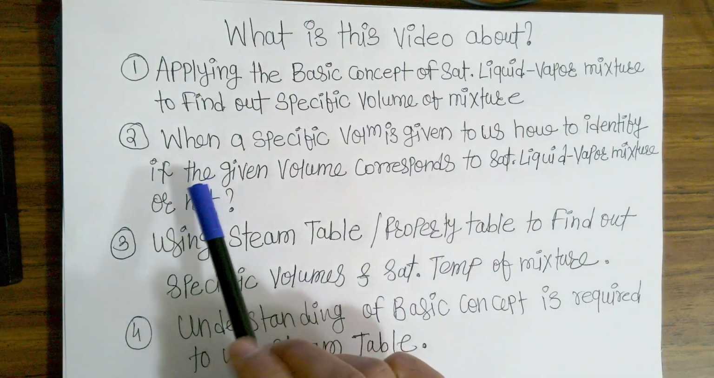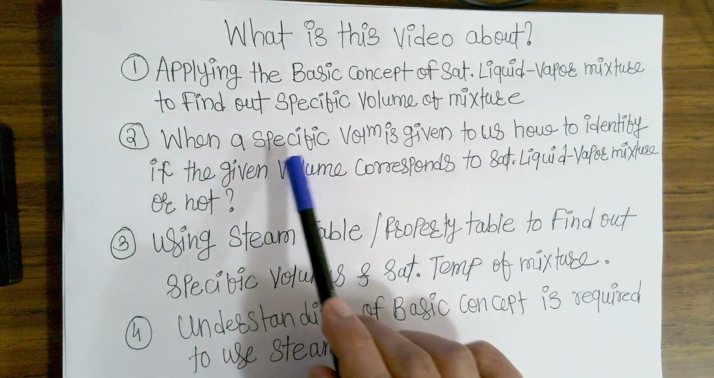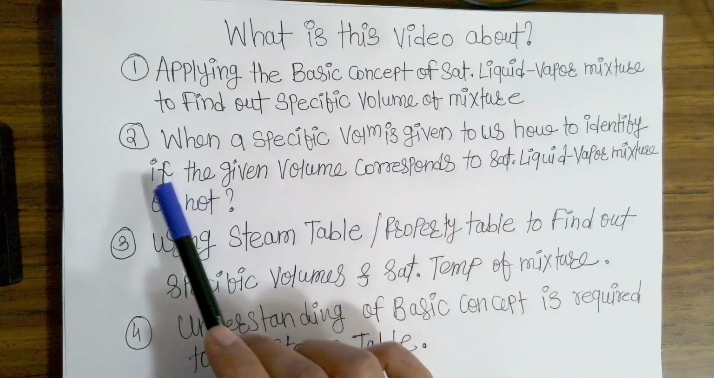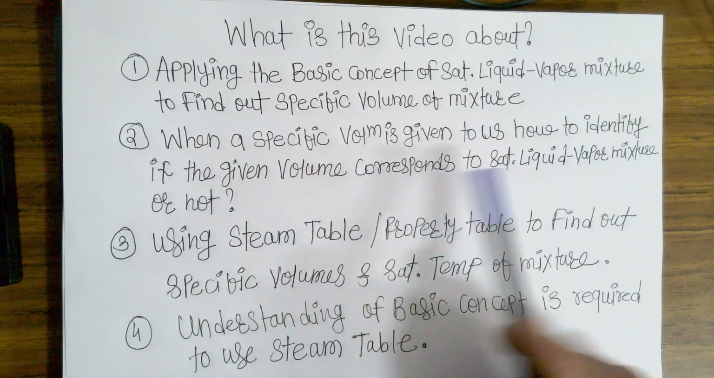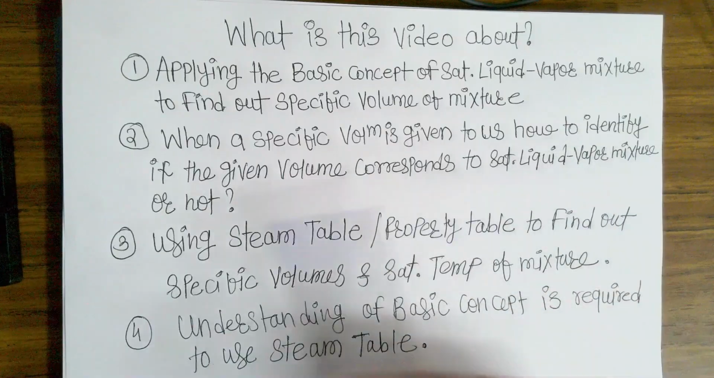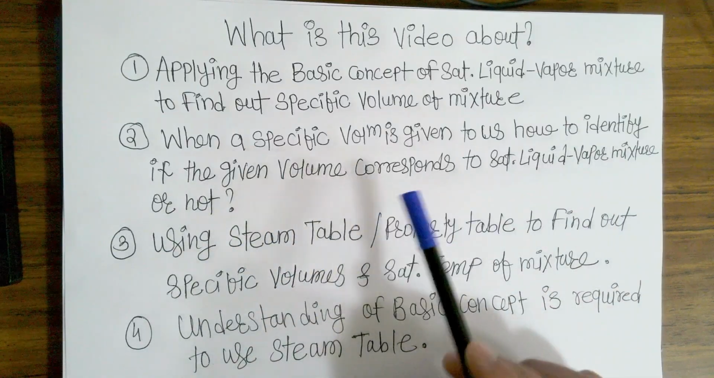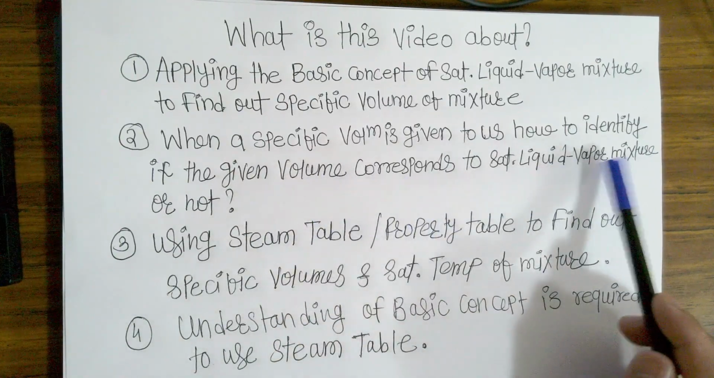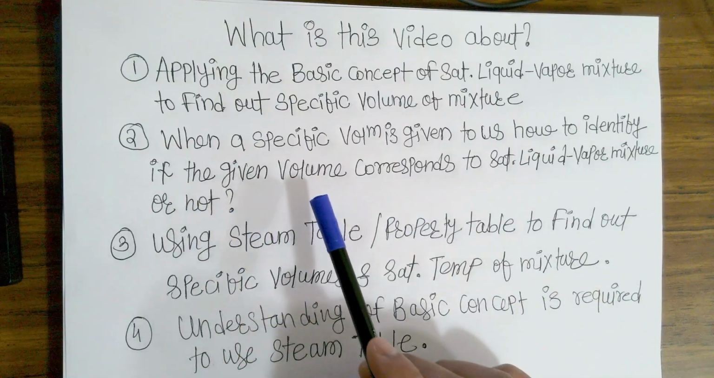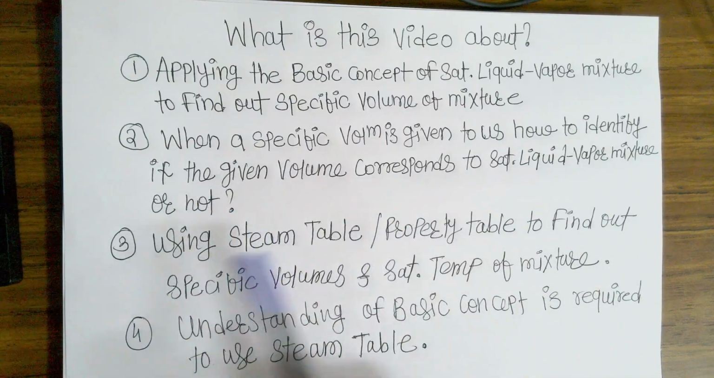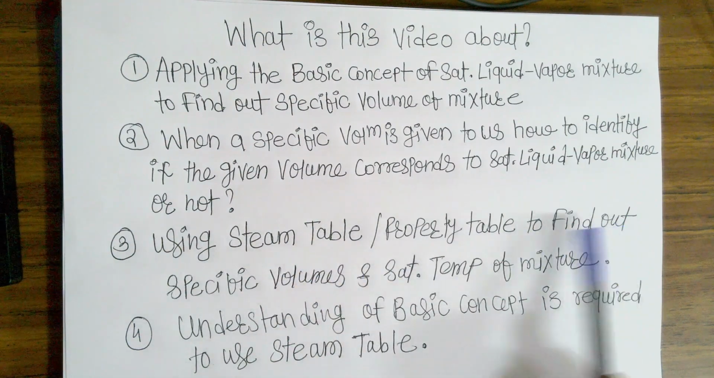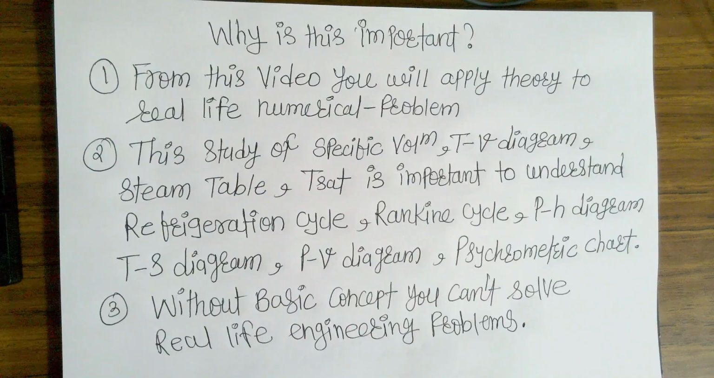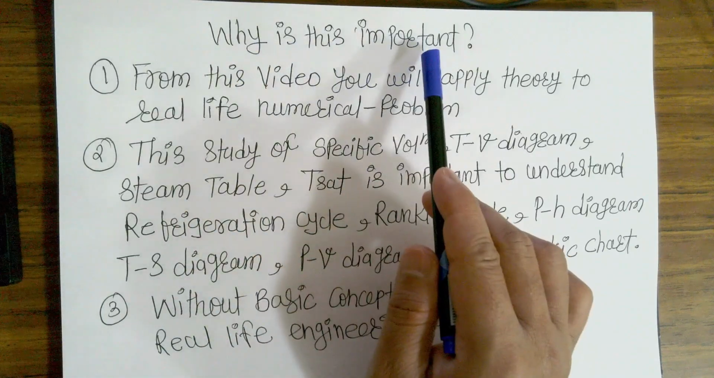So the second thing we are going to learn in this video is, if I give you a specific volume, how to identify if the given volume corresponds to saturated liquid vapor mixture or not. So what is that condition which decides if this volume corresponds to saturated liquid vapor mixture or not? That we are going to see. The third thing, we are going to use steam tables to find out the specific volumes, saturation temperature of the mixture.